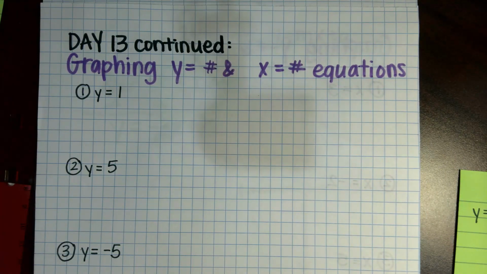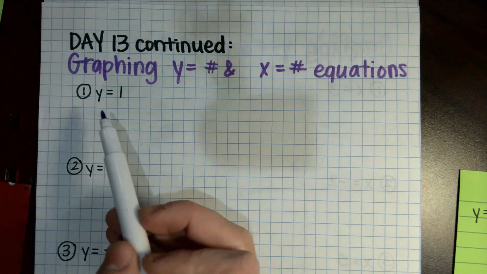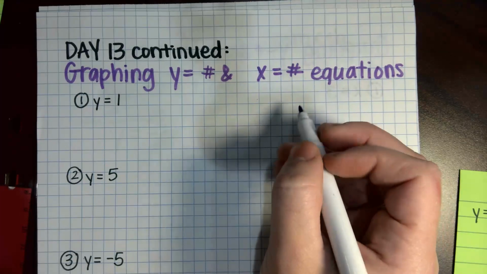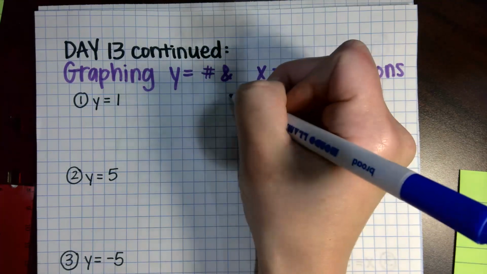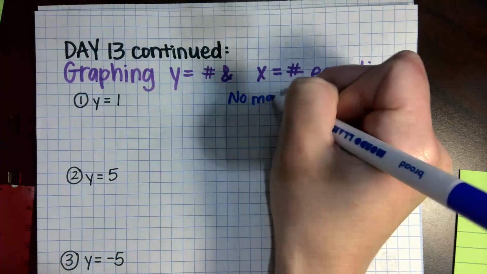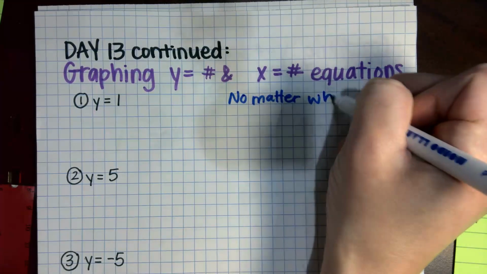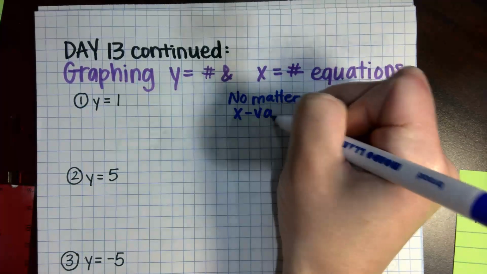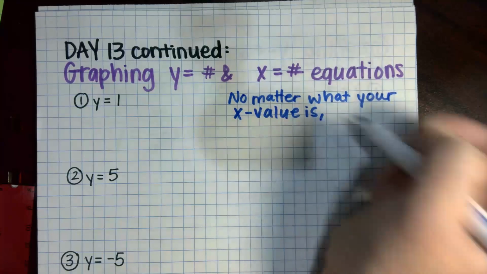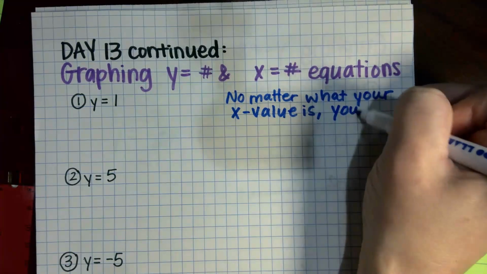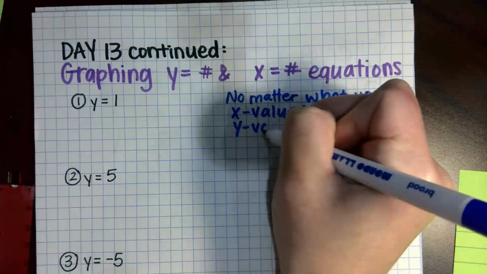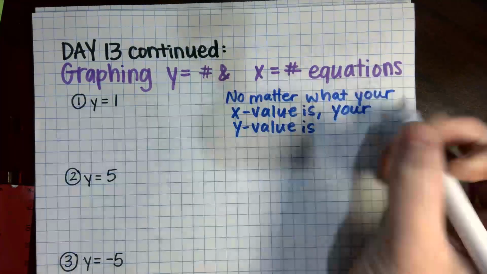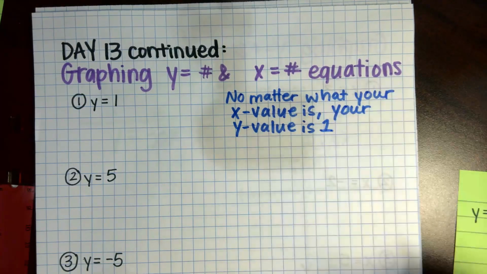Whenever you have an equation that is just Y equals a number, in this case Y equals 1, this just means that no matter what your X value is, your Y value is whatever number it says. So for number 1, it would be 1.